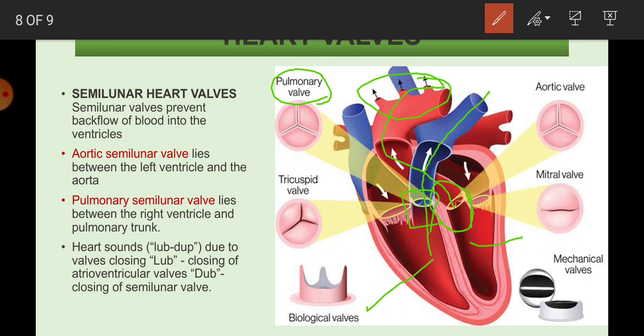And when blood enters into the pulmonary artery, it can come back to this part by gravity. But if the door is closed, then it cannot return to the ventricle. And all of the valves work so that blood flows in only one direction, and cannot return to its previous location again.